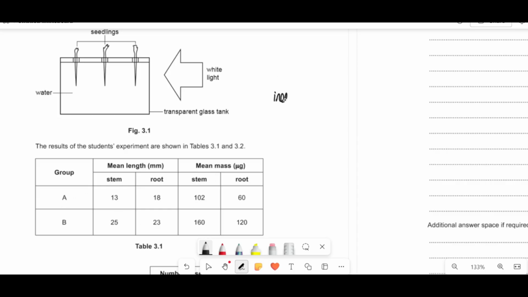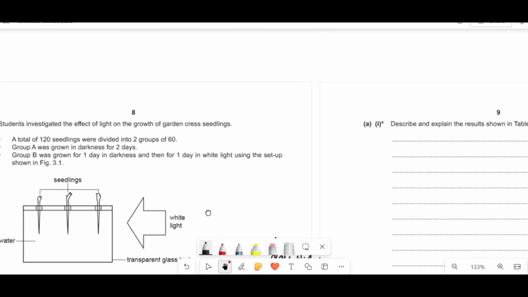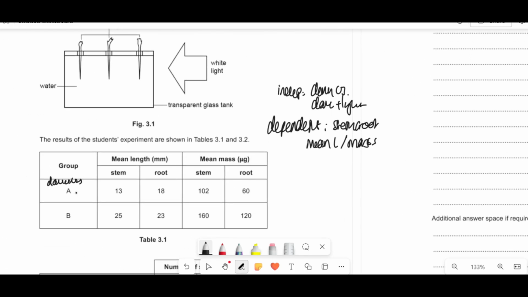So the independent variable is like dark versus dark plus light, right? And then our dependent is the stem, root, mean, length, or mass. This is useful because it helps, again, just pinpoint where things need to be controlled or this or that, right? Fine.